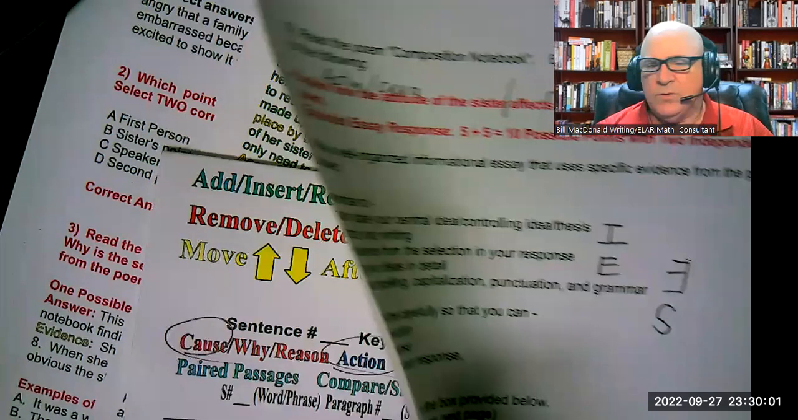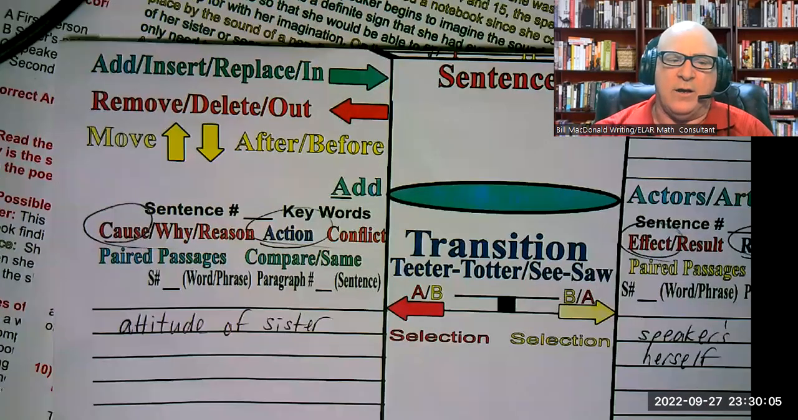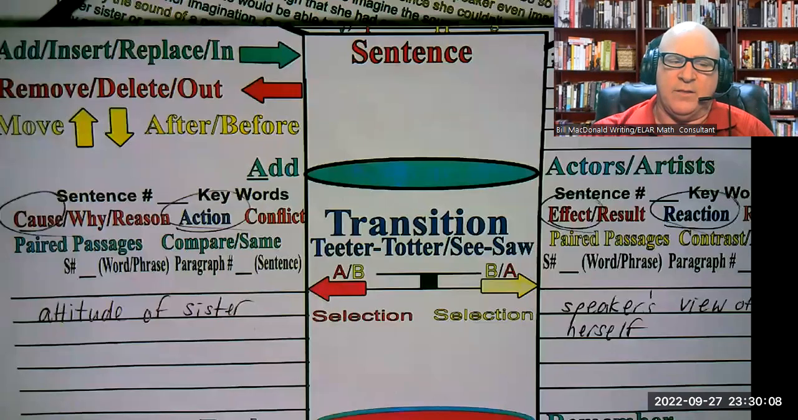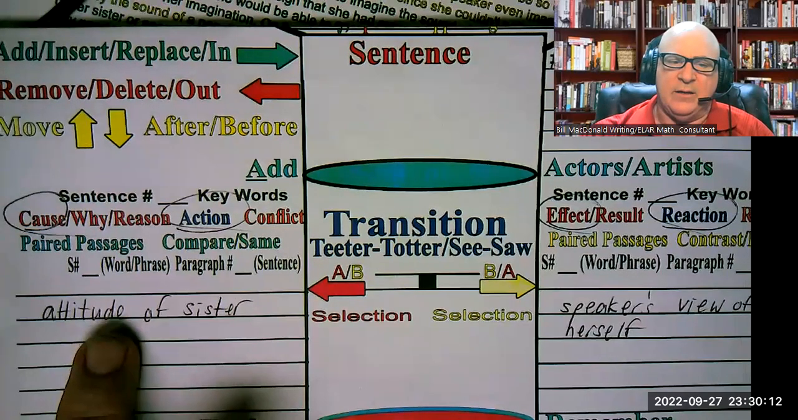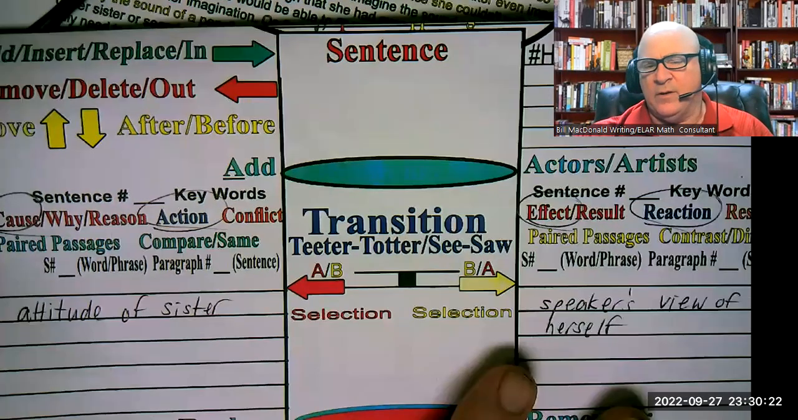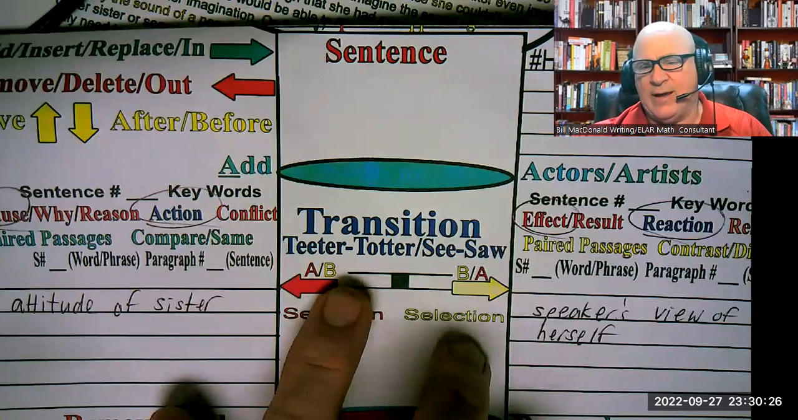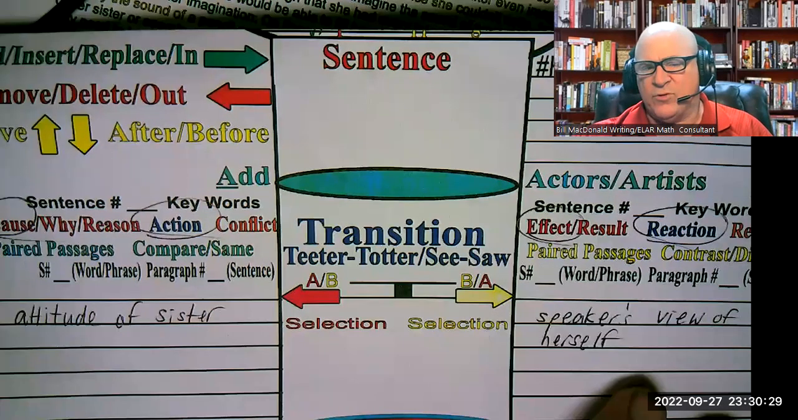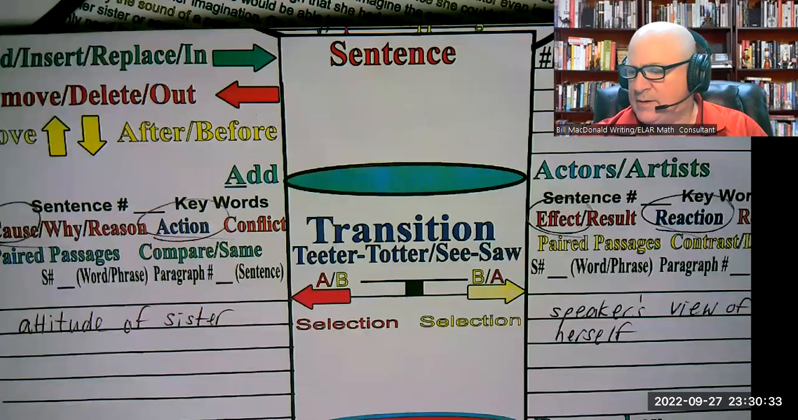Okay. So, like I mentioned, it's a cause and effect relationship. One of the parts of the central idea, controlling idea or thesis has to be the attitude of the sister in the poem, and the other portion has to be the teeter-totter, the seesaw transition to the effect or the reaction, how the speaker views herself because of the attitude of the sister in the poem.